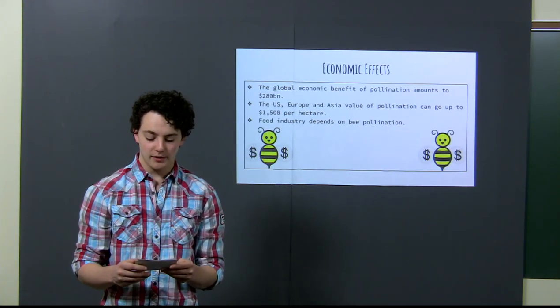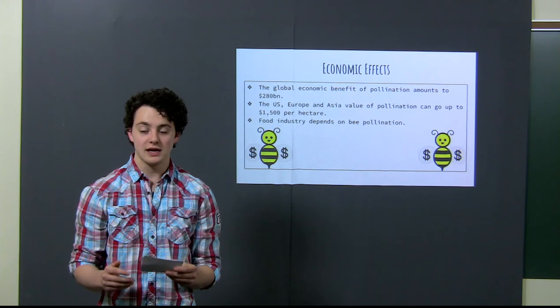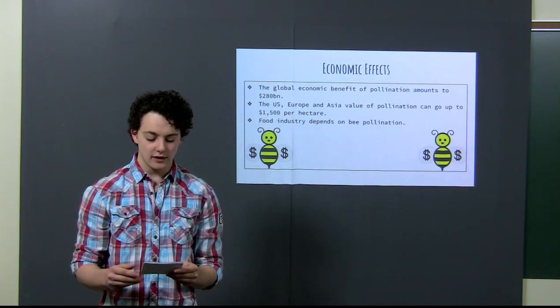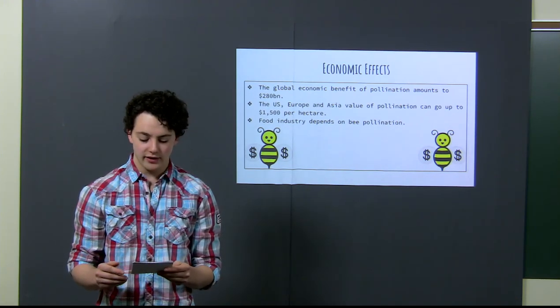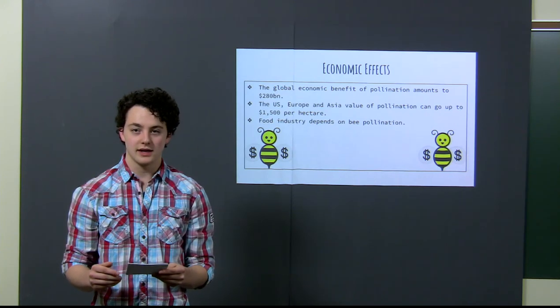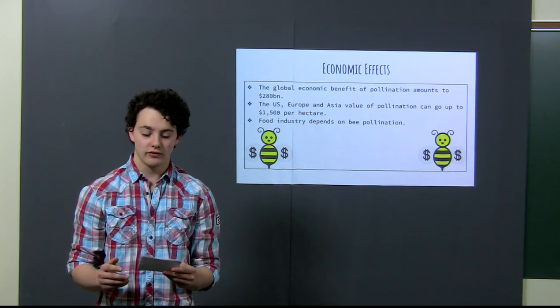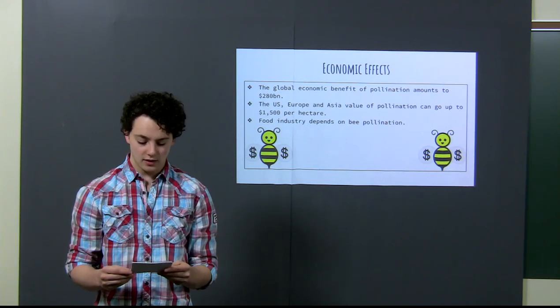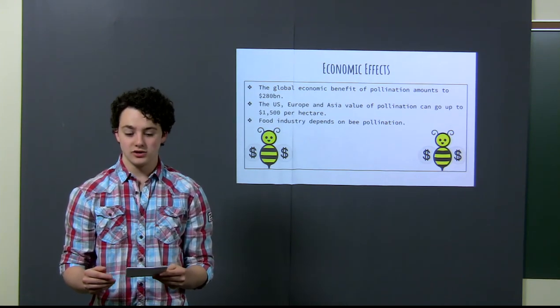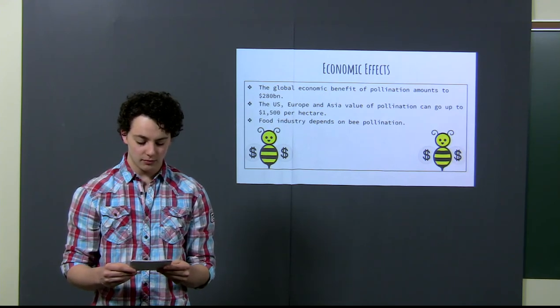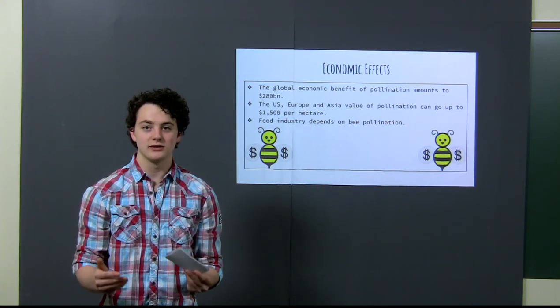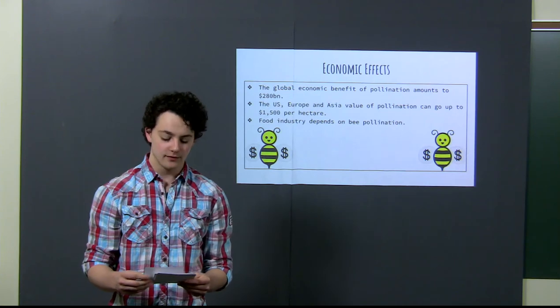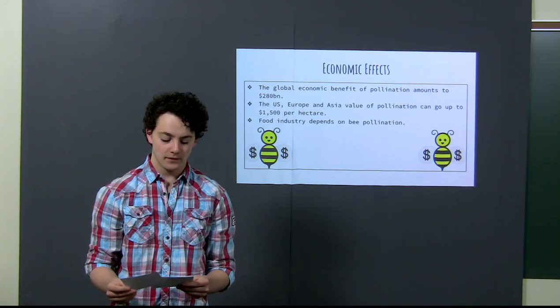The global economic benefit of pollination amounts to $280 billion US. And in the US, Europe, and East Asia, the value of pollination can go up to $1,500 per hectare, or 100 acres. Without bees providing pollination, the US, European, and East Asian economies could potentially be losing out on millions of dollars every year on just pollination alone.